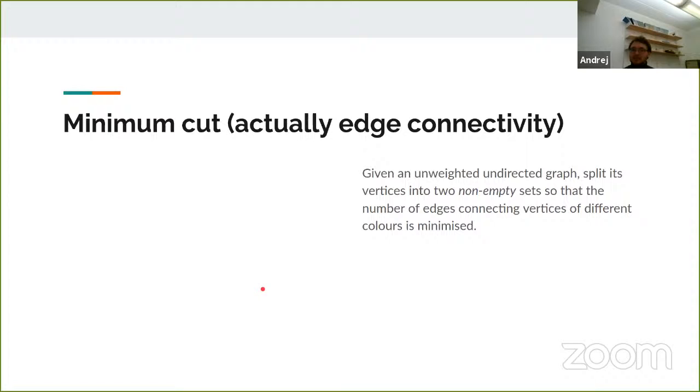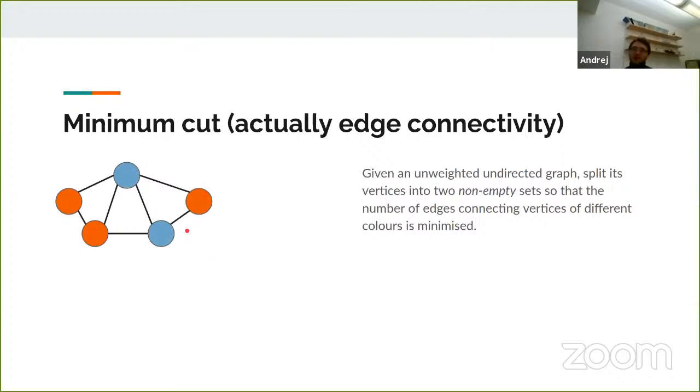Right. Let's turn to the last problem we consider, and that is the minimum cut problem. This is actually edge connectivity, but I'll refer to it as minimum cut because this is what it really is. So given an unweighted undirected graph, we want to split its vertices into two non-empty sets, such that the number of edges that connect vertices of different colors, or belonging to the two different sets, is minimized. We refer to these edges as the ones that cross the cut.